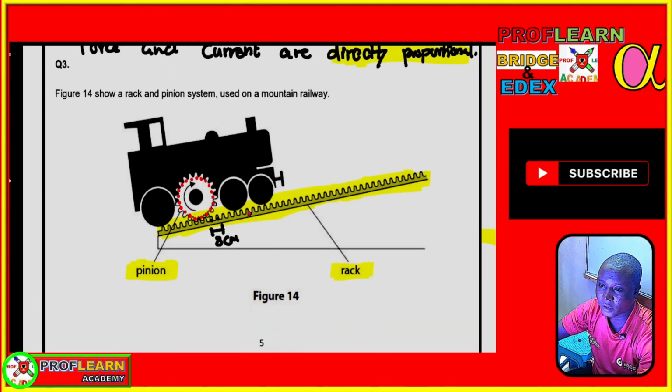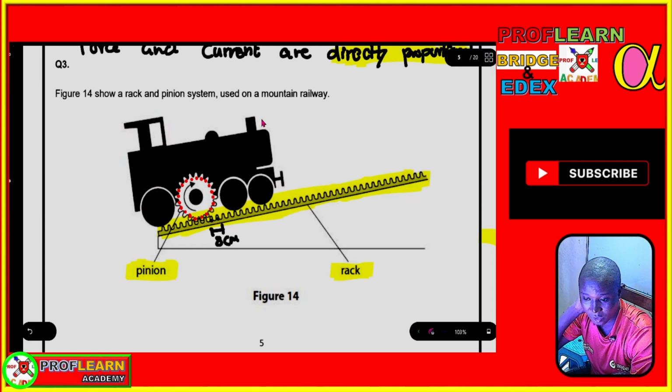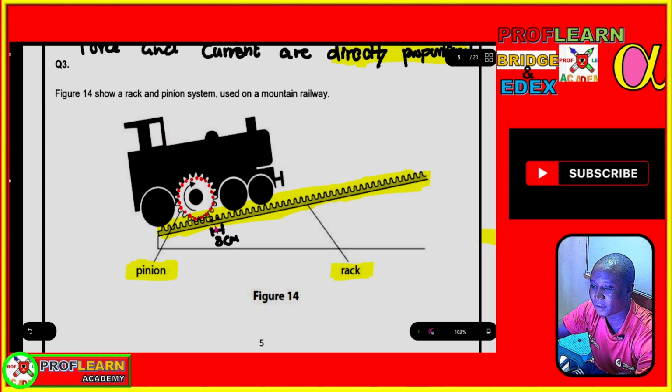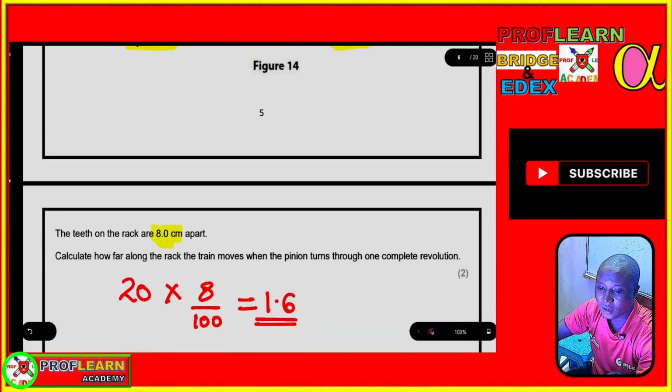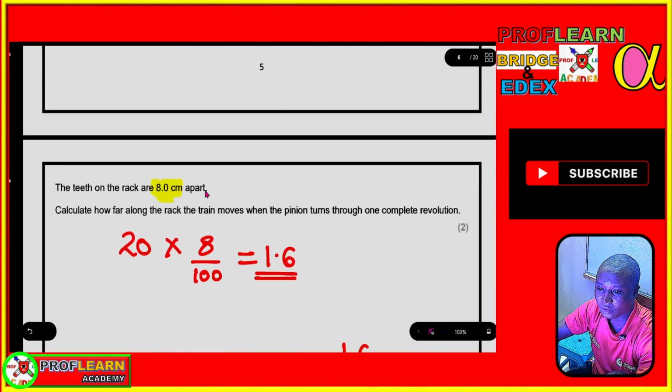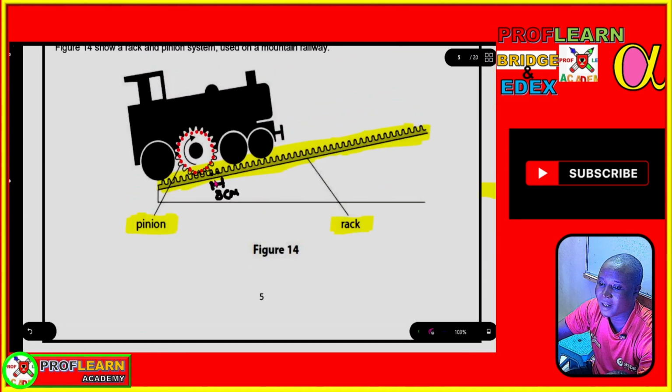Question number 3, we are told a rack and pinion system used on a mountain railway is here, and the distance between two teeth on the rack is 8. So from one tooth to the next, we have a distance of 8 centimeters. The teeth of the rack are 8.0 centimeters apart. Calculate how far along the rack the train moves when the pinion turns through one complete revolution.